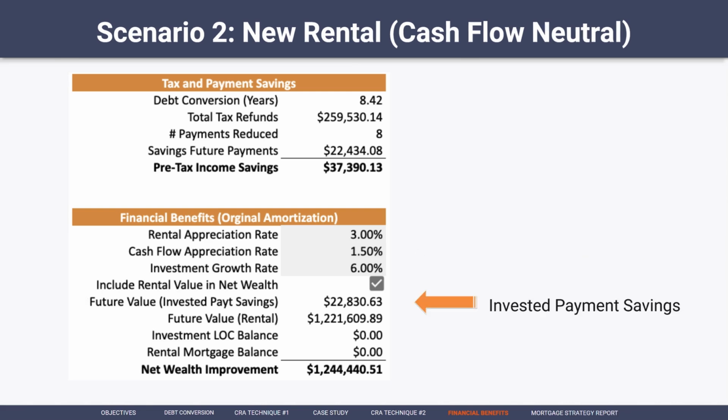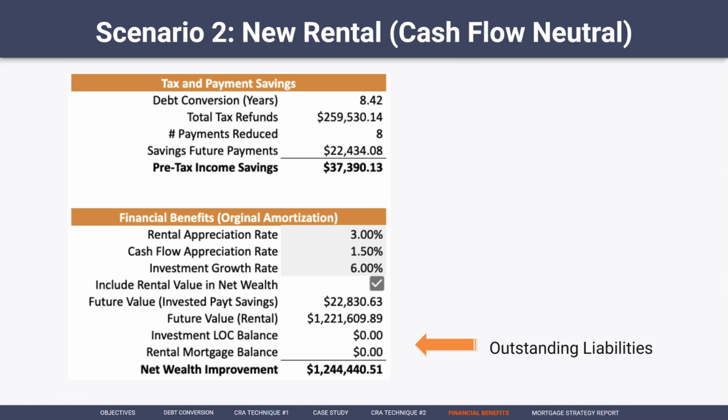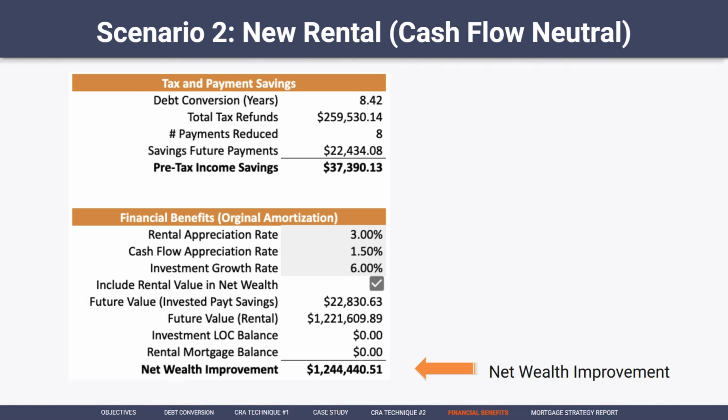Here, we have the future value of the payment savings. And in this scenario, we're including the value of the rental because we acquired the property as part of the strategy, which gives us $1.2 million in additional wealth creation. The investment line of credit, the rental mortgage, and the primary residence are all paid off, leading to a net wealth improvement of $1,244,000. Again, it's worth noting they were able to acquire the property, self-fund the down payment, plus cover all rental expenses without any additional cash inputs beyond the regular monthly mortgage payment on their home.